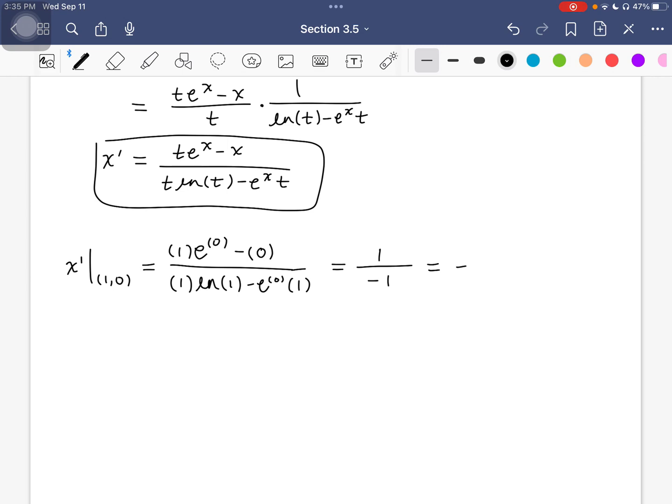So our final answer is -1. So that will be x prime evaluated at the point (1, 0).